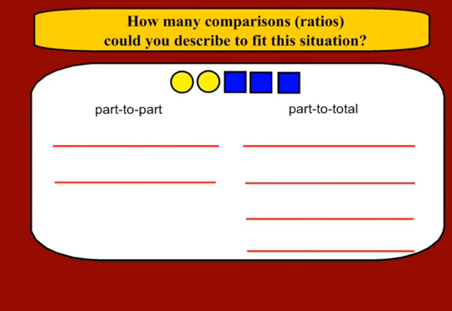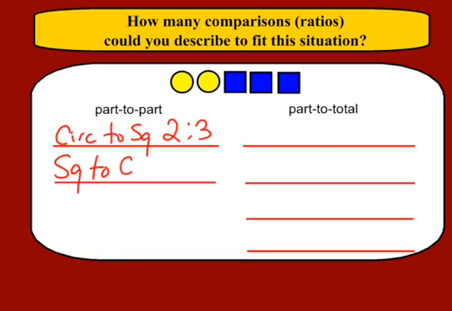So let's practice writing some part-to-part and part-to-total ratios. Now here's this example that we just looked at a moment ago of the 2 circles to 3 squares. You can write 2 part-to-part ratios based on this picture. We could compare circles to squares. So there are 2 circles and 3 squares. Or we could reverse that. We could compare the squares to circles. Now those are both part to part because one part we're comparing to another part.